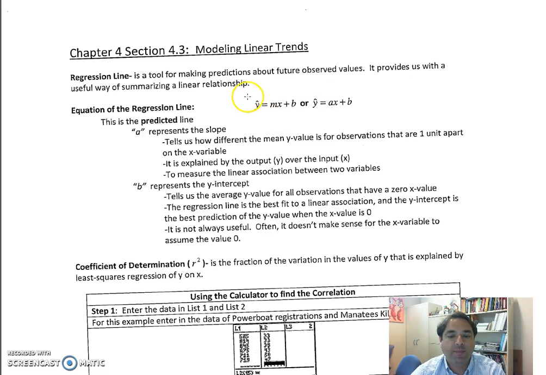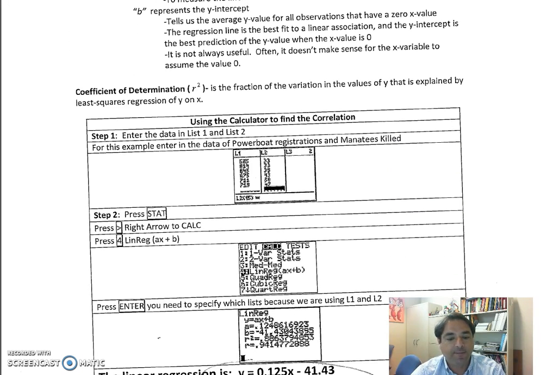If we use the format y equals ax plus b, a would be representing our slope. Remember, our slope is in front of the x, and it tells us how it's changing. The b would be representing the y-intercept. And we've already talked about how to get there.